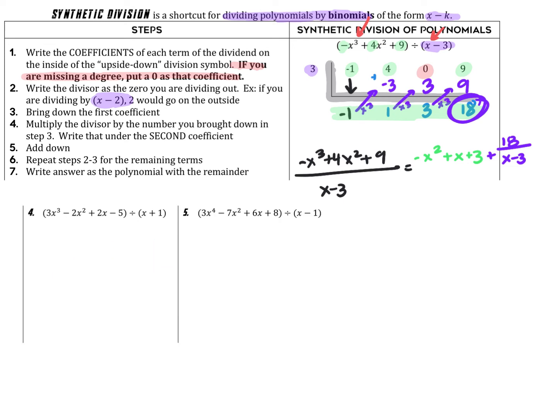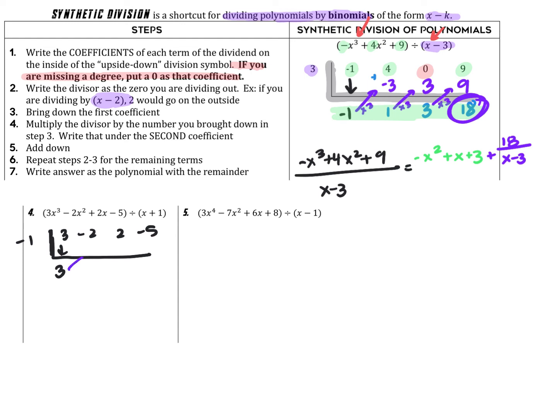All right, I want you to try and just do the setup part on number 5 with your coefficients and your little upside down division line, and then unpause the video and see how you did. All right, here's the setup. 3, -2, 2, and -5. There's no terms missing. -1 is going on the outside. We're going to bring our 3 down. Now I'm going to encourage you to pause the video and try and do just completing the long division, not actually rewriting your final answer. So go ahead and pause the video there.